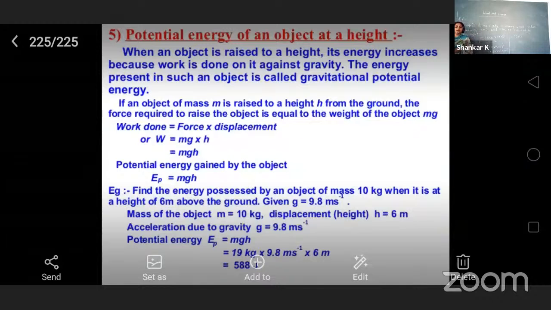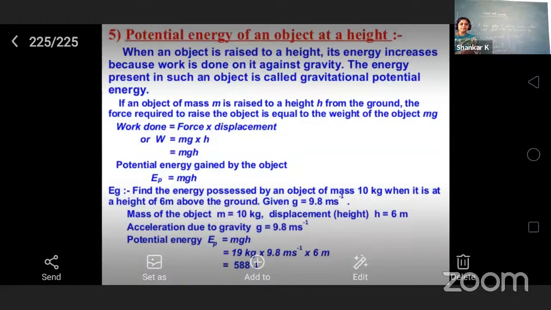When an object is raised to a height, its energy increases because work is done on it against gravity. Why? Because work is done on it against gravity. So the energy present in such an object is called gravitational potential energy.